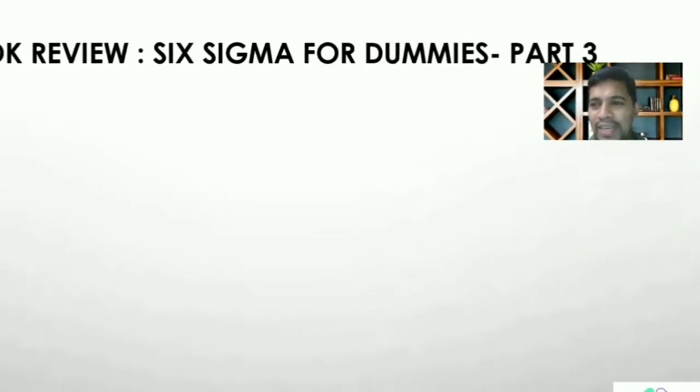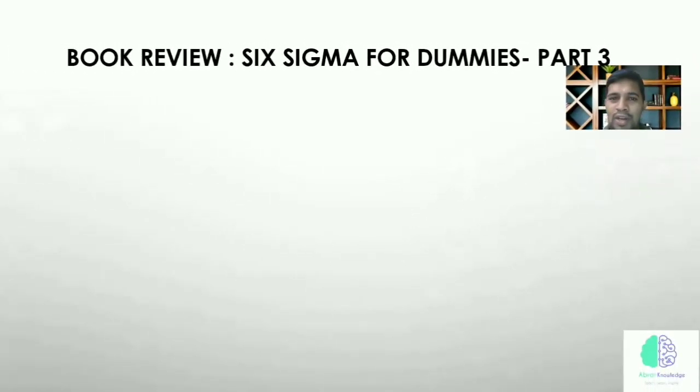Today's topic is book review, Six Sigma for Dummies, Part 3. Why is it Part 3? Parts 1 and 2 we have already covered in the past, and please take a look. You will get interesting information about what is variation, what is hidden factory, what is the difference between 3.8 Sigma versus 6 Sigma, and so on.